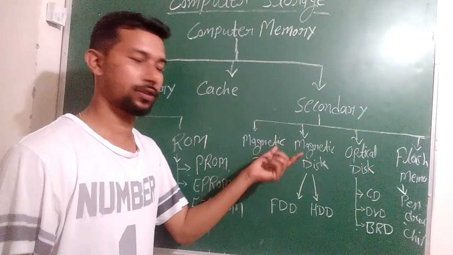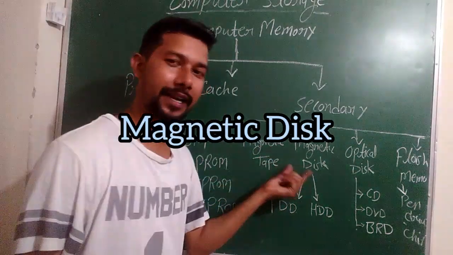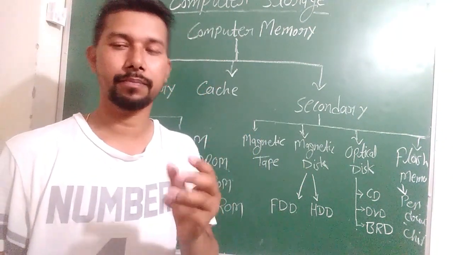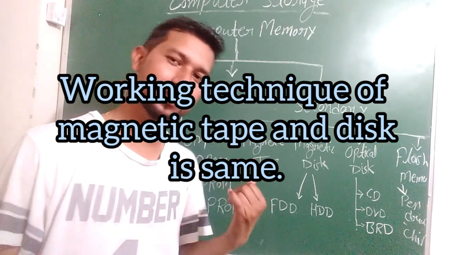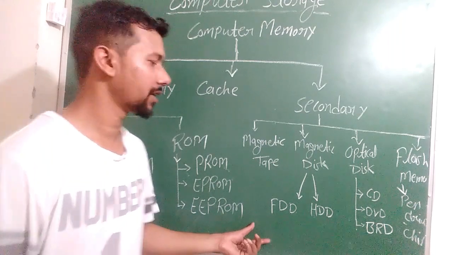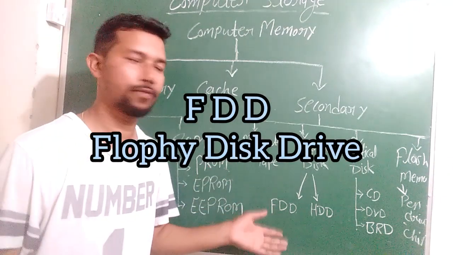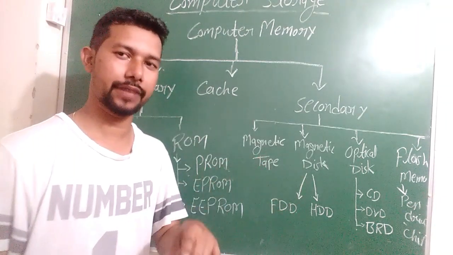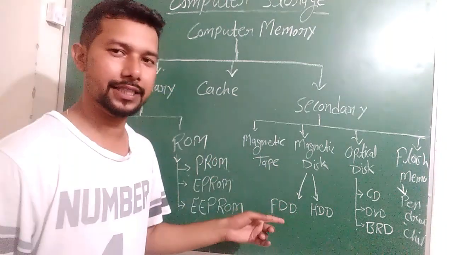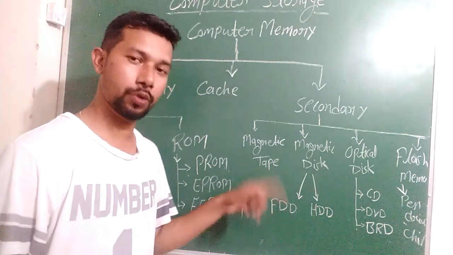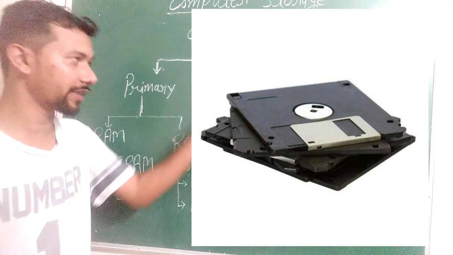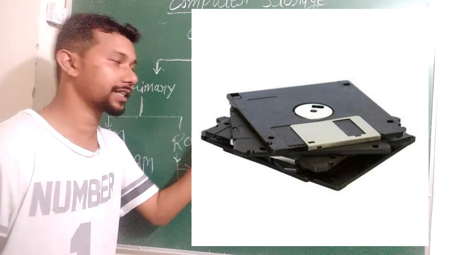Now after this, next topic is magnetic disk. Magnetic disk uses a small disk, so that is called magnetic disk, but the mechanism is like magnetic tape. First one is FDD, floppy disk drive. Floppy disk drive is more comfortable as compared to magnetic tape, because a floppy disk stores more data as compared to magnetic tape. This is the floppy disk, and also about the characteristics.